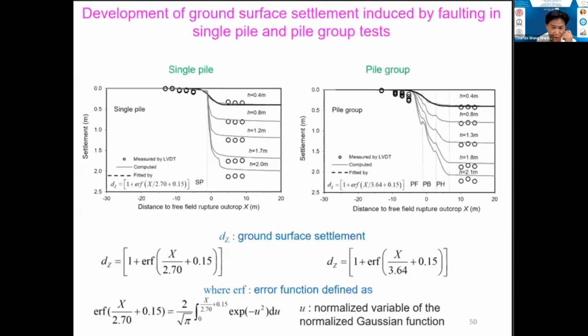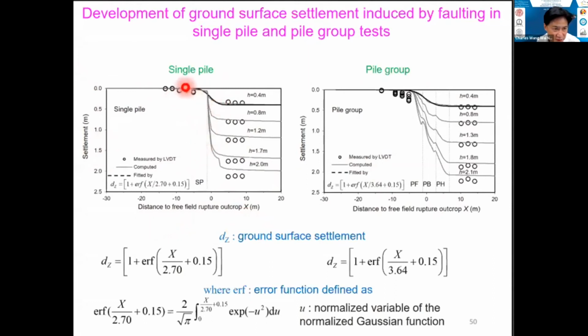So now let me show you some results. This is the development of ground surface settlement induced by faulting. On the left hand side is the single pile test, and on the right hand side is the pile group test. The horizontal axis is the distance to free field rupture outcrop, that means X. Remember the horizontal distance defined as X, and here is the settlement.